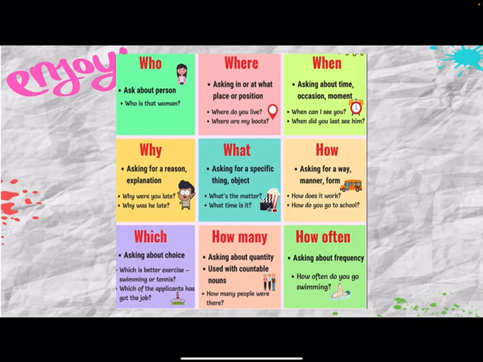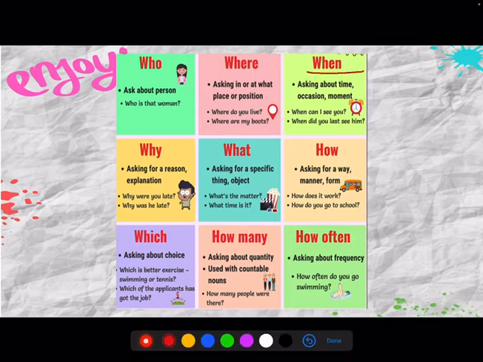Now, what are the WH words that we have to use in WH questions? Look here. You have who, which you use for asking about a person. For example, who is that woman? And you have where, if you want to ask about a place or a position. For example, where do you live? And you have when, you ask about time, an occasion, or a moment. For example, when can I see you? You are asking about time.